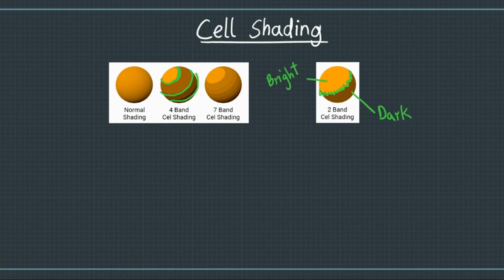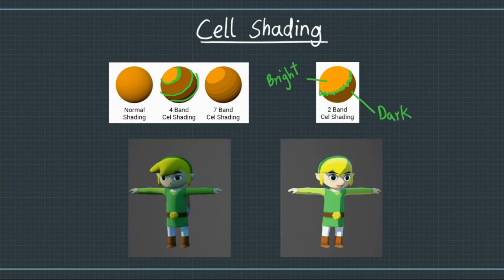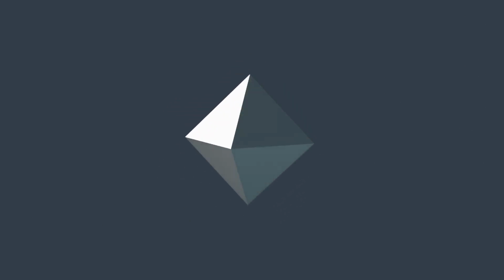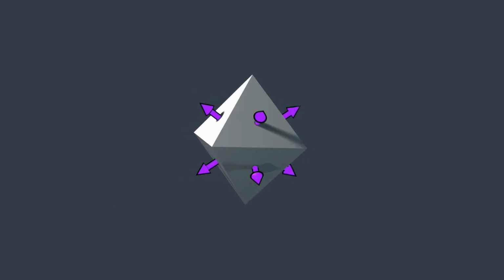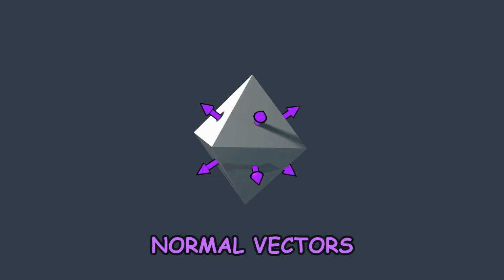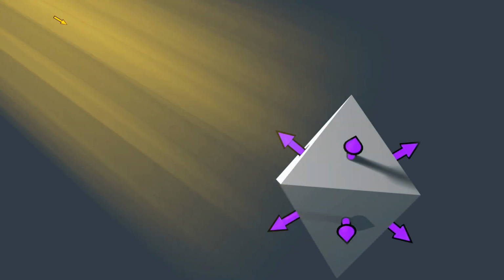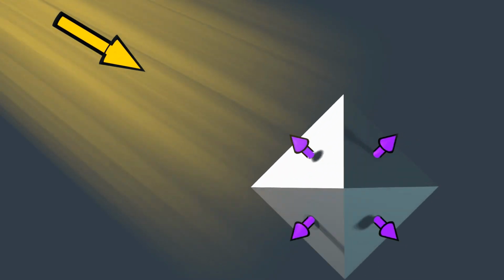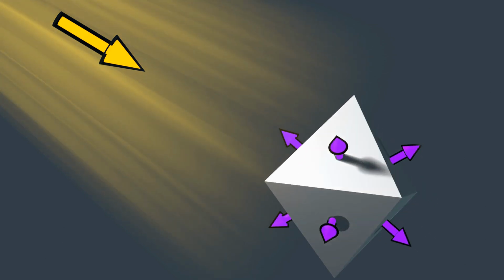One of my favorite examples of simple cel shading is The Legend of Zelda: The Wind Waker. In this example, I have a 3D object which is composed of a couple of vertices and faces, and each one of these faces is looking in a direction. These are the normal vectors. Also, now let's say there is a light source, the sun, which is pointing in a direction as well.